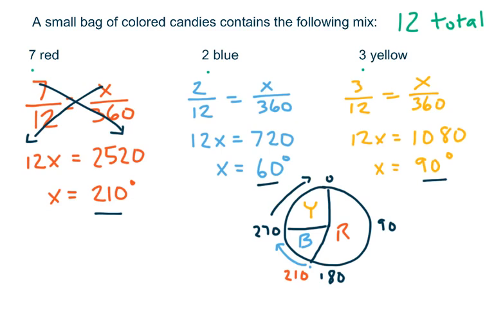We start out by finding the total number that we have. Use a proportion to find the number of degrees to give to each item, and then we draw our pie chart based upon those degree values that we found.